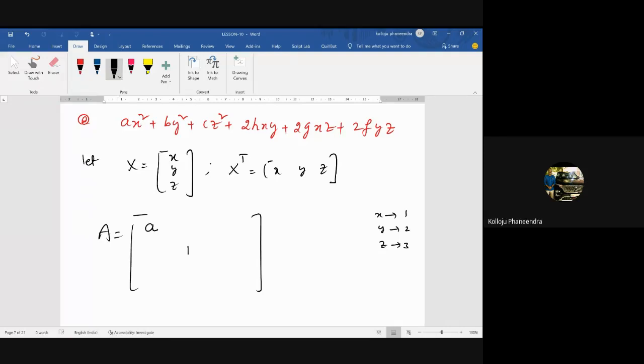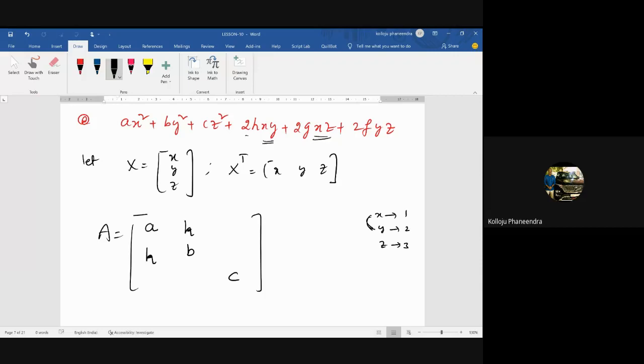Two position, this is y square coefficient. 3 position, z square coefficient, right? Next, this position is 1 2. 1 2 means xy, and here also 2 1 xy. So in xy coefficient, this is 2h. Take one h here, another h here.